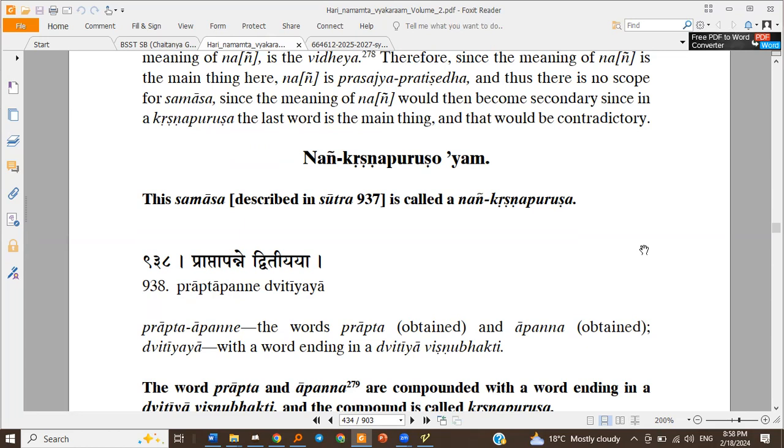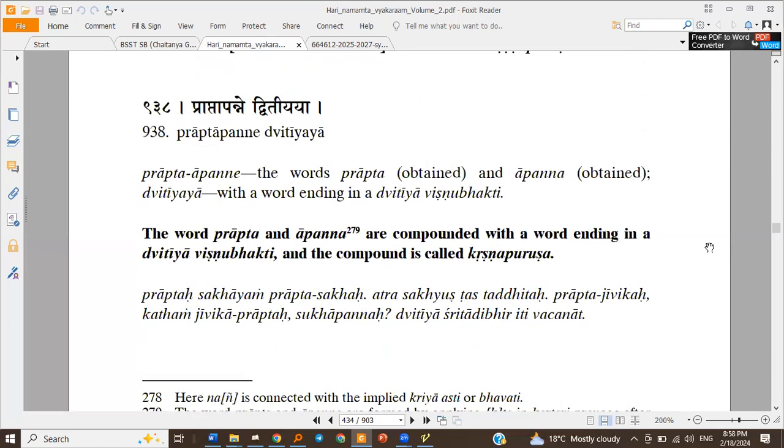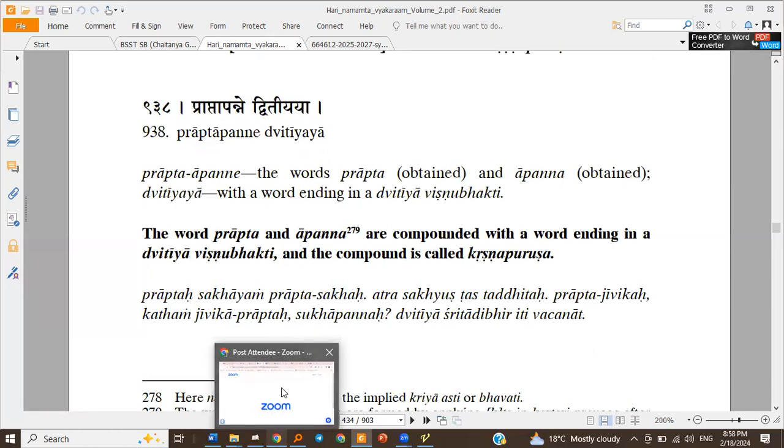Prapta panne dvitiyaya. Okay, let's do some anvaya. This was interesting. Nice.